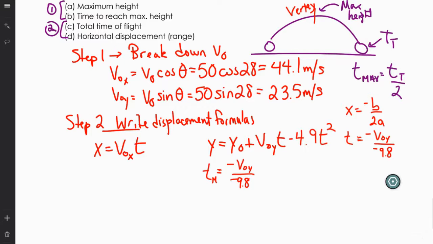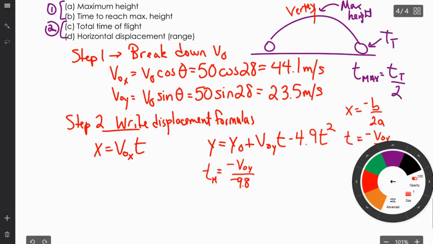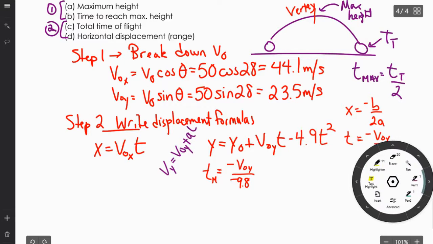Where does that version of the formula actually come from? It comes from here. vy equals v0y plus at, or excuse me, let's put in our values. It becomes 23.5 minus 9.8t, where this is 0, and if you solve for it, okay, do your solving, you're gonna get this right here. This solves to that, and that's our max height time.